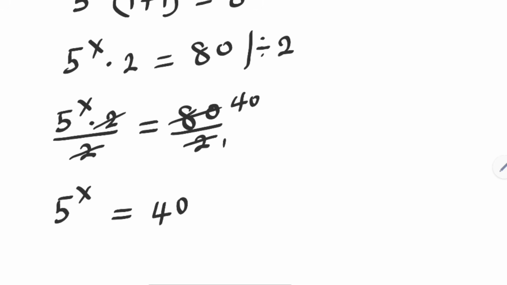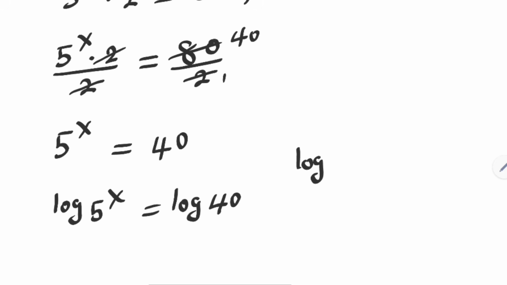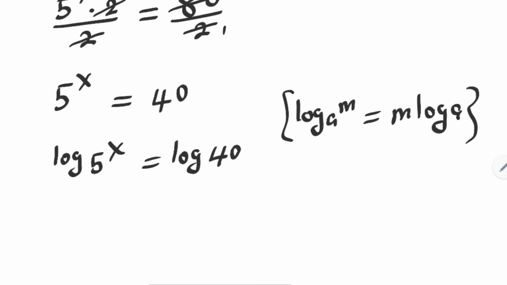Let us take the log on both sides of this equation. Log 5 raised to power x is equal to log 40. If you have log a raised to power m is equal to m log a, then this can be written as x log 5 is equal to log 40.